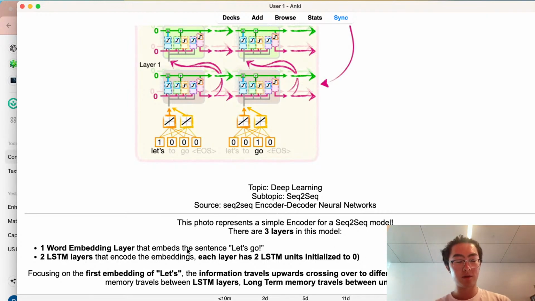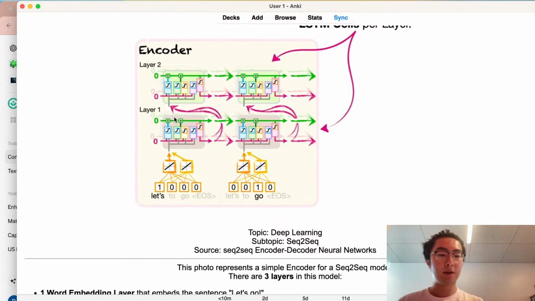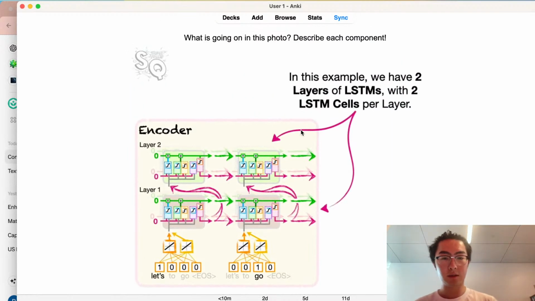Only short-term memory travels between LSTM layers and units in the same layer. Okay, so yeah, only short-term memory travels between the different layers. Long-term memory stays its course.